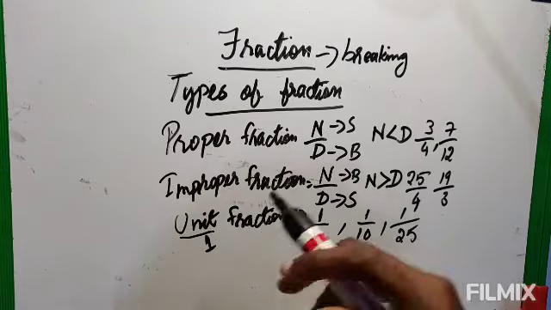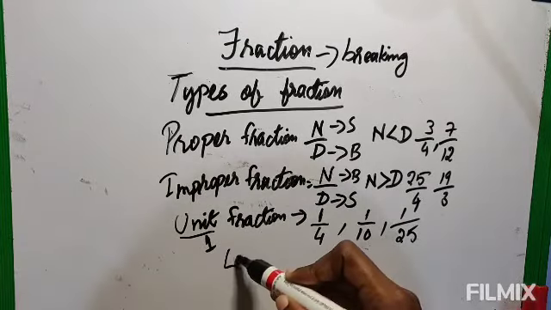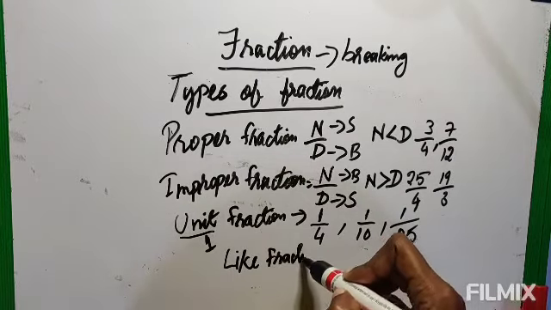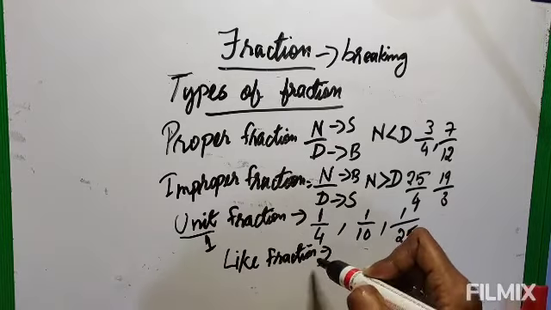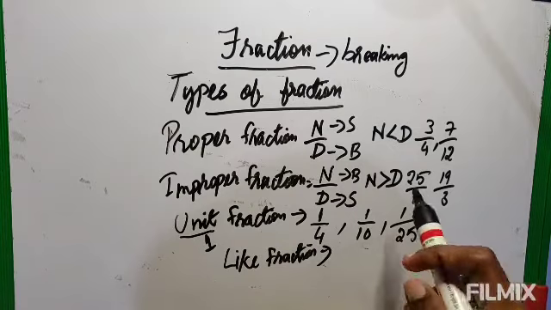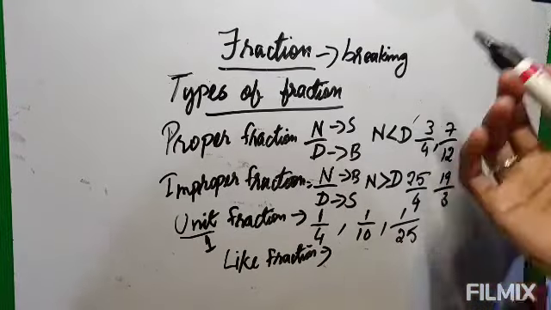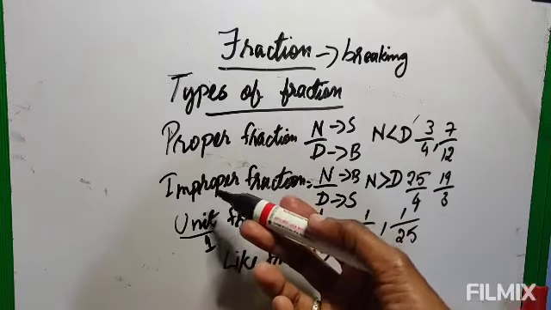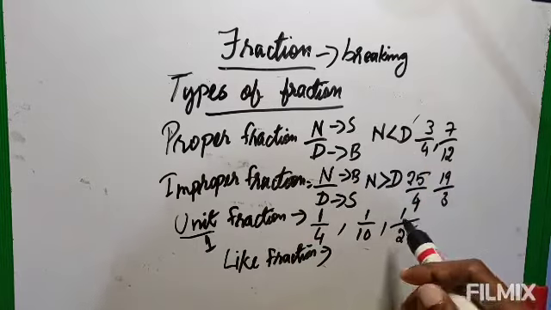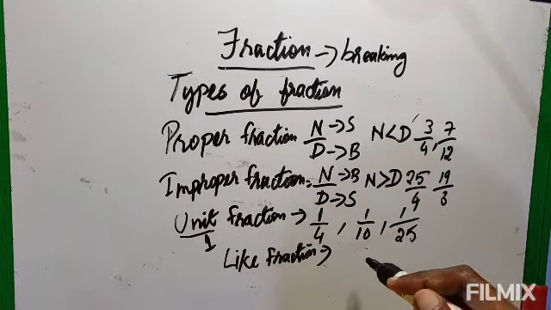Again, next one is like fractions and unlike fractions. In like fractions, by looking at one fraction alone we cannot understand. For a proper fraction, only one fraction is enough, from that itself we can find whether it is proper or improper. Unit also you can see by looking at one fraction. But like fraction means you need at least 2 fractions. You will compare and find out.